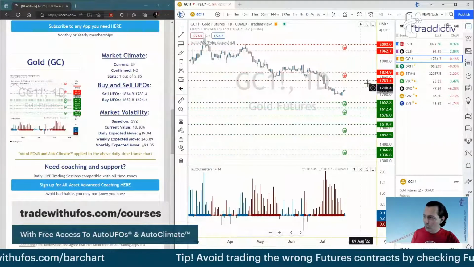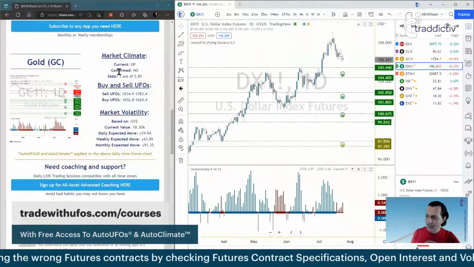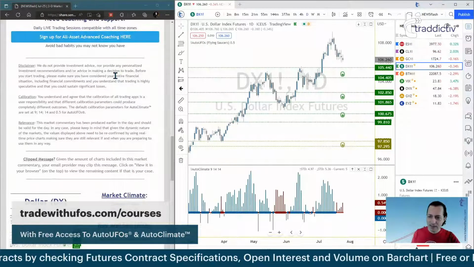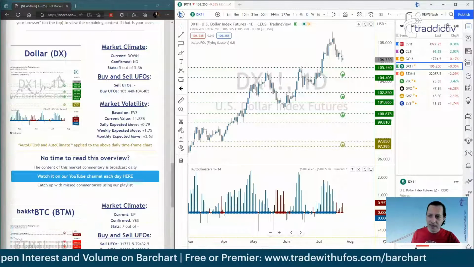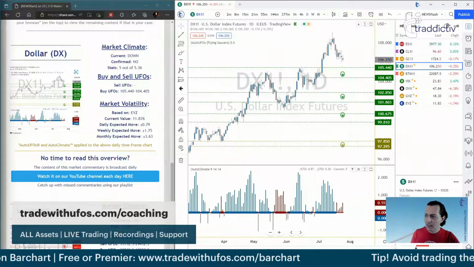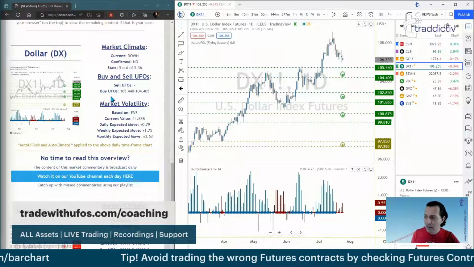That is what we have. Next market in line is the dollar index. This is an extremely important market. We've been talking a lot about the dollar in recent sessions. I am obviously going to continue my comments about this market today since it is extremely relevant.